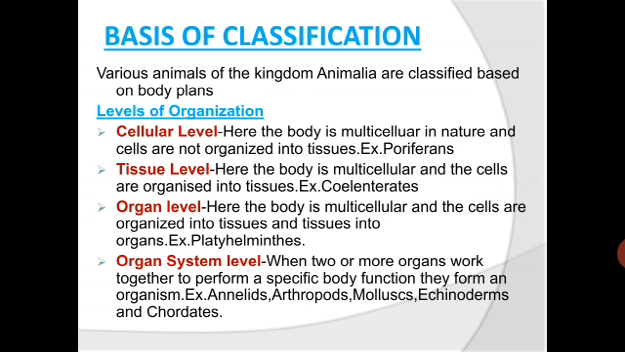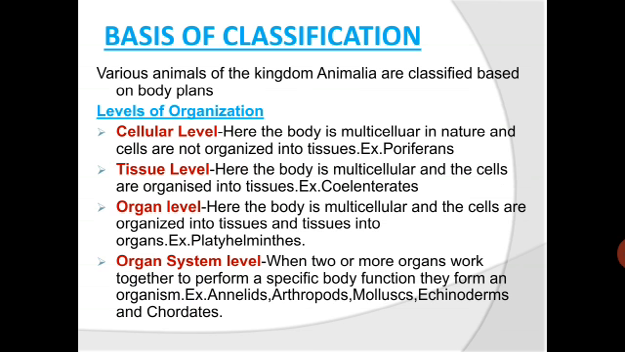Coming to the next one, tissue level. Here the body is multicellular and the cells are organized into tissues. So the body is multicellular here, where the cells are organized into tissues. Examples are coelenterates. So that is about the tissue level of organization. Coming to the organ level, here the body is multicellular and the cells are organized into tissues and the tissues into organs. Example for organ level of organization is platyhelminthes.